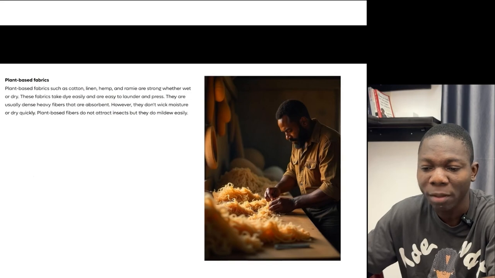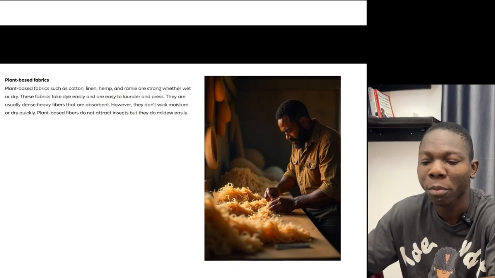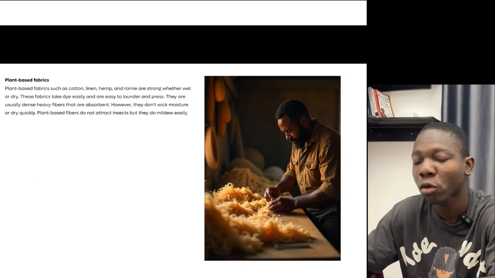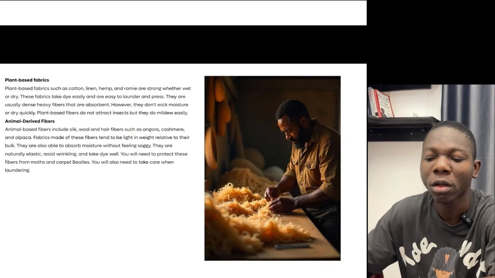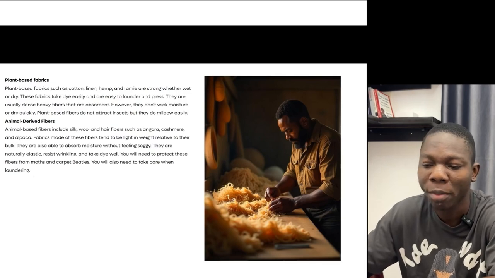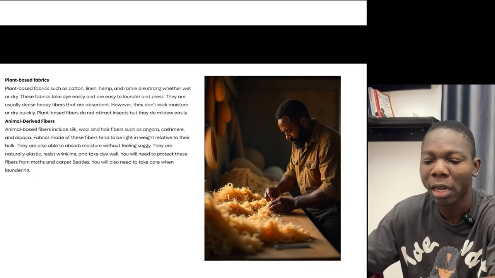Properties of a plant-based fabric include the fact that they take dye easily, they're easy to launder, and they're easy to press. However, a plant-based fabric does not wick moisture or dry quickly, and also they do not attract insects, and also do not mildew easily. The animal-based fabrics include silk, wool, and hair fibers such as angora, cashmere, and alpaca.